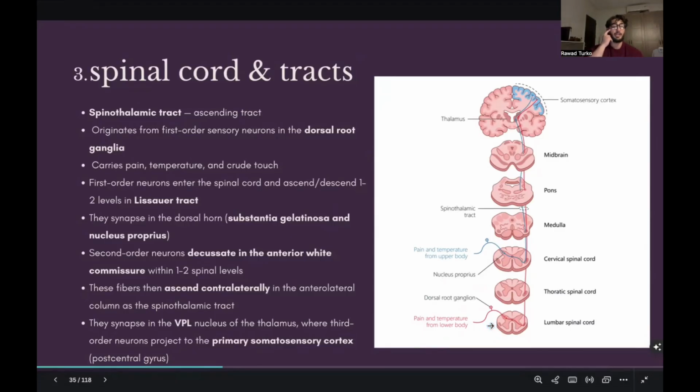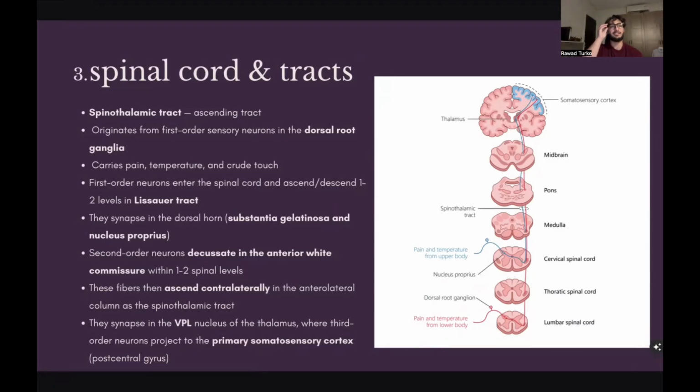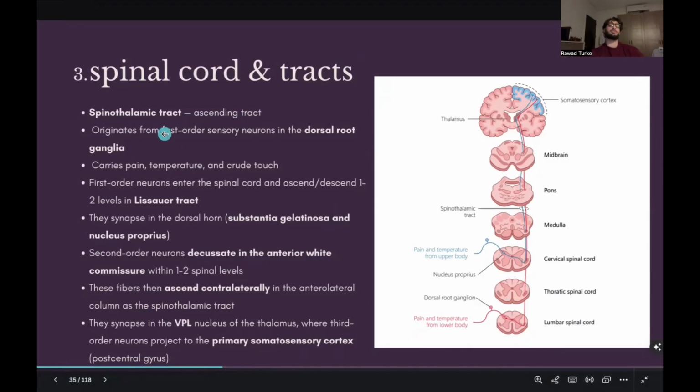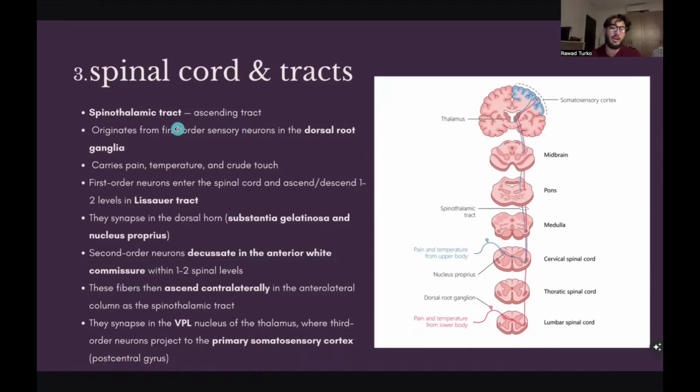But the main difference here is that these fibers are going to decussate as soon as they hit the spinal cord. They're not going to travel up to the medulla and then cross over there. They're going to cross over just one or two levels superior to where they entered the spinal cord. First, they're going to synapse, and then they're going to cross over, and then they're going to continue up to the brainstem.